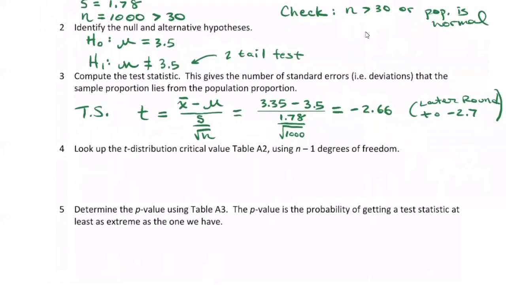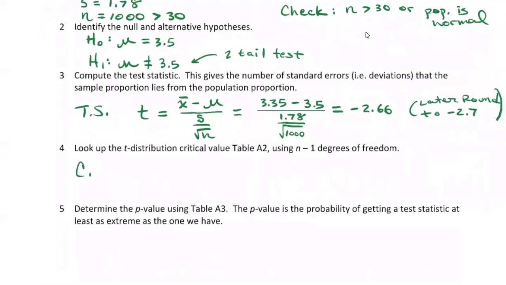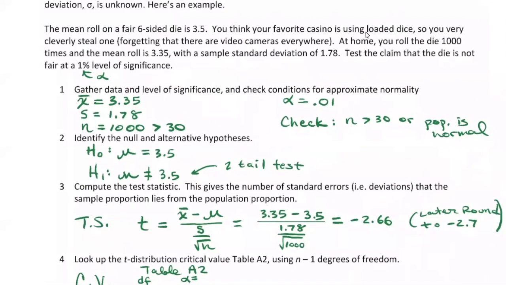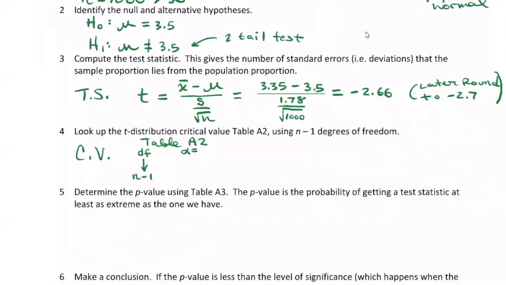Okay, now we have to do our critical value. So the critical value, remember we do CV for that, table A2. This is where we use degrees of freedom for t statistics. Again, there are n deviations from the mean in the sample standard deviation. Only n minus 1 of these are random, and that determines the width of the distribution. Our alpha is 0.01. And this is a two-tailed test, as we said before.